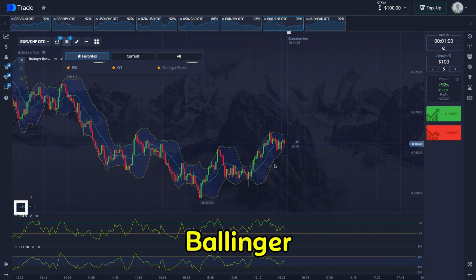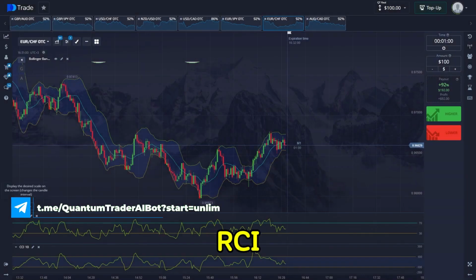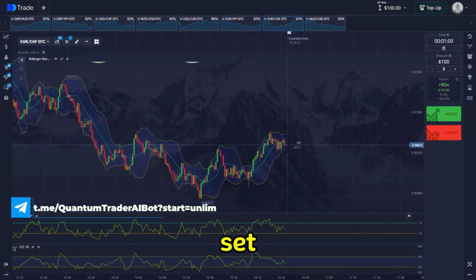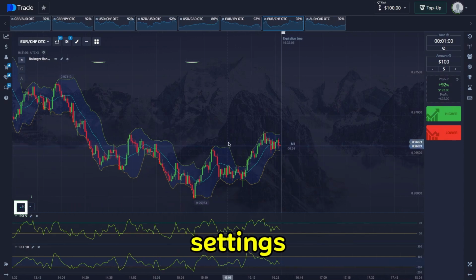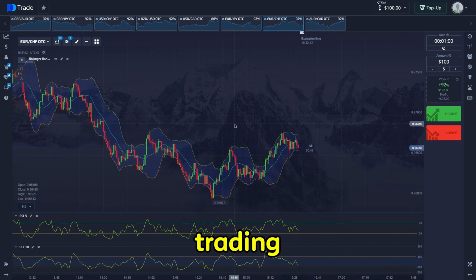According to the settings of our Bollinger Bands indicator, we set the period 13, deviation 2. The RSI was set to period 5, CCI is set to period 10. It is these settings of our oscillators that will be used today, and these are the most optimal settings when trading on a minute time frame. All currency pairs with the most optimal movement volatility are selected.